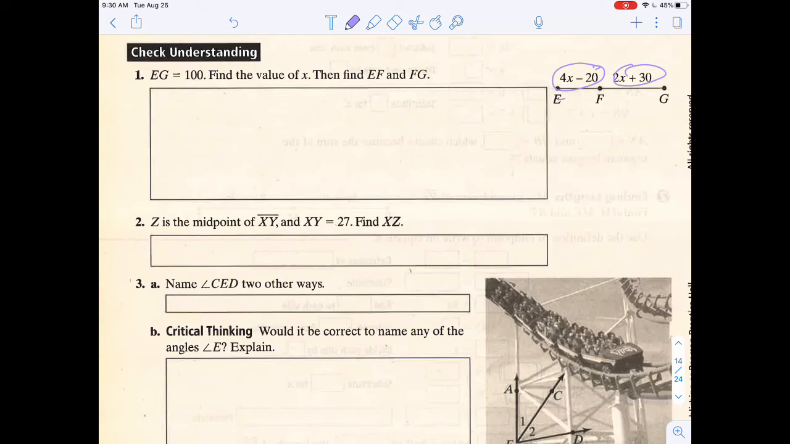Okay, number 2, Z is the midpoint of XY. Okay, so draw yourself a line. We've got XY. We know Z is the midpoint. And we know that this whole thing is 27. We need to find XZ, so that's this part over here. If we know Z is the midpoint, how are you going to find what that segment is?